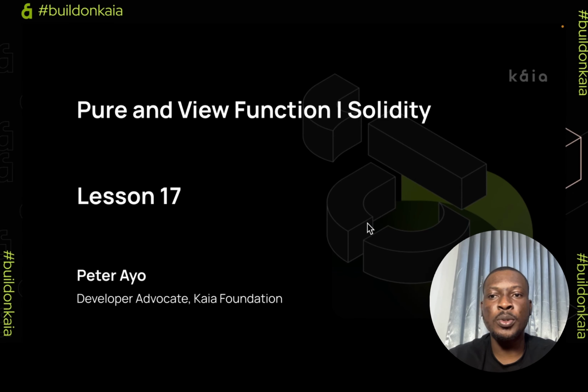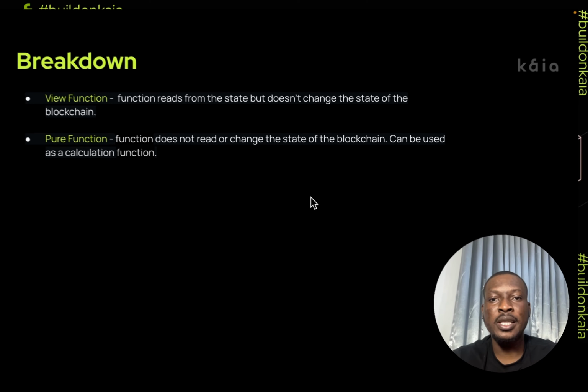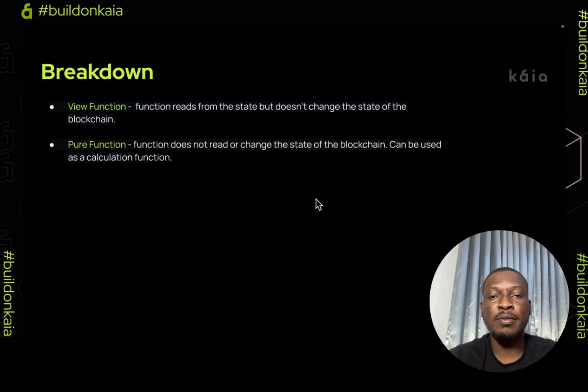Today in this video we'll be looking at pure and view functions. Alright, so basically when we are trying to write a getter function, it can either be a view function or a pure function. Now what is a view function? A view function is a type of function that basically reads from the state but doesn't necessarily change the state. Right, so pretty much it means that it reads from the state variable available in the contract, but it doesn't update the value of the state variable.